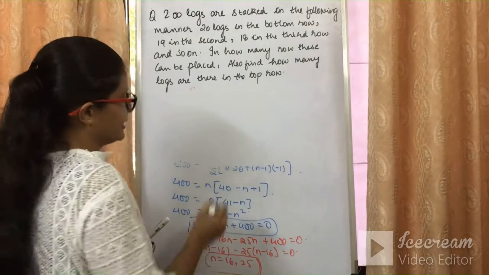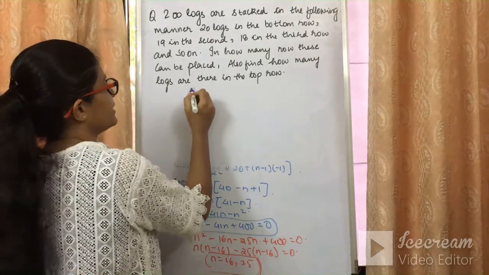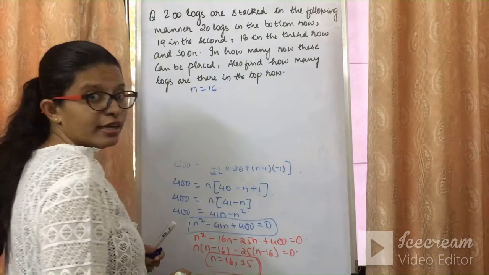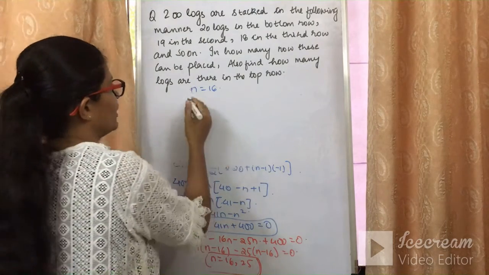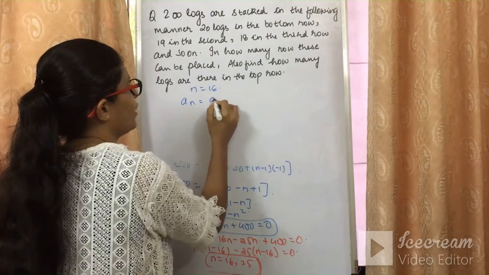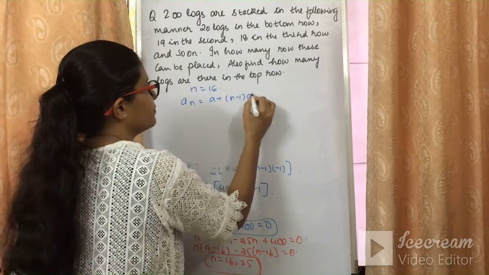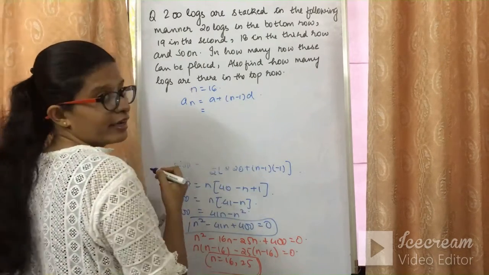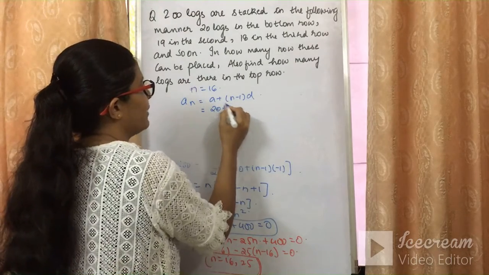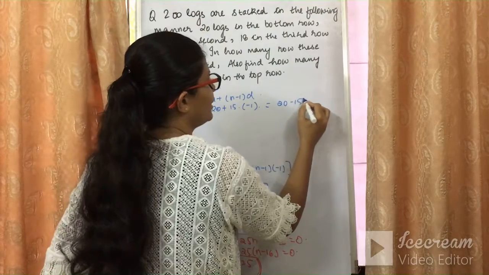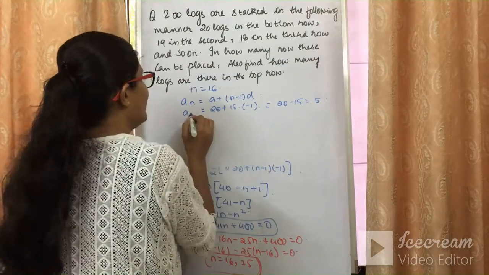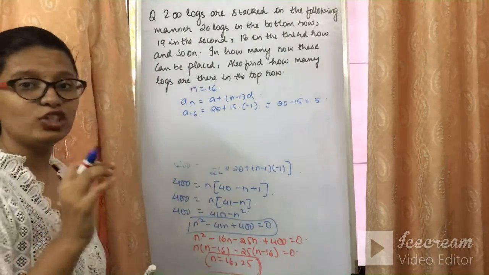So suppose if there are 16 rows, means N is 16. If there will be 16 rows, so how many logs will be there in the last row? Let's find out. An is equals to a plus n minus 1 into d होता है. We have a as 20 over here plus n minus 1 will be 15 into minus 1. So 20 minus 15 will give you 5. So we have 5 logs in the 16th row.